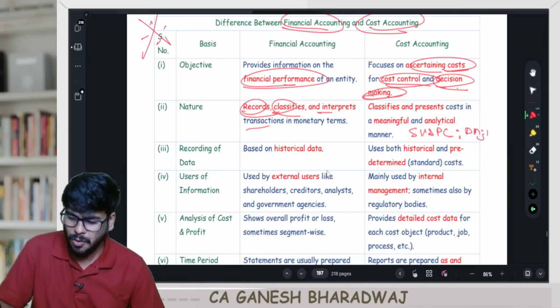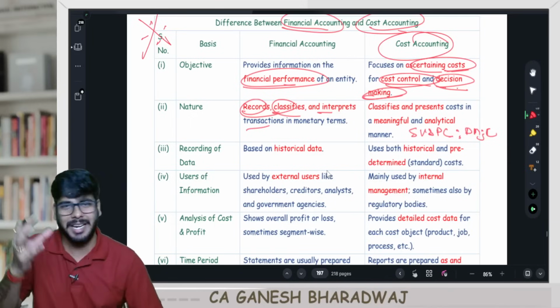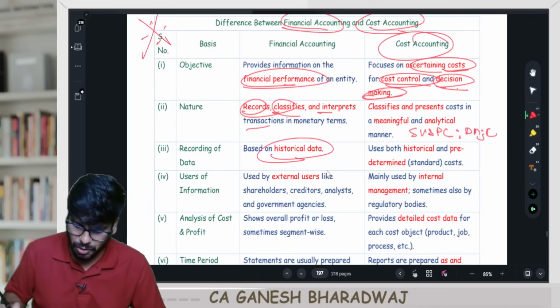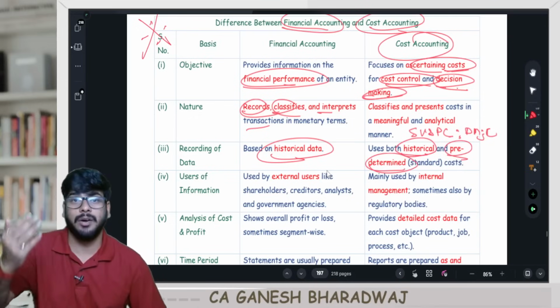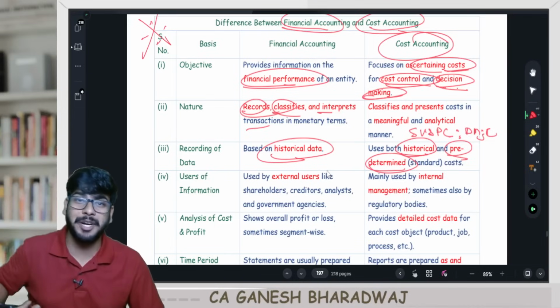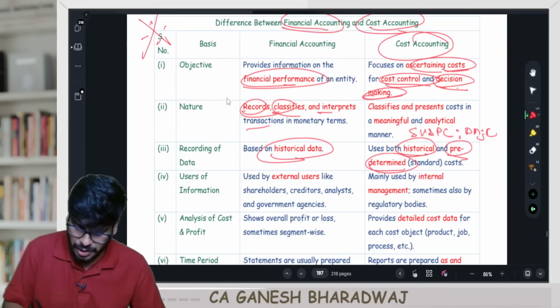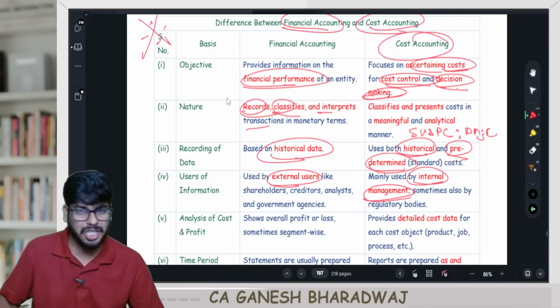Here basically, cost accounting, they are actually considering it as cost and management accounting, basically the subject, right? So financial accounting deals only with historical data, whereas cost accounting deals with both historical as well as predetermined data. Why? Your absorption is based on a predetermined rate, right? Standard data, right? And of course financial accounting is used by external users. This is purely for internal purposes only, right?